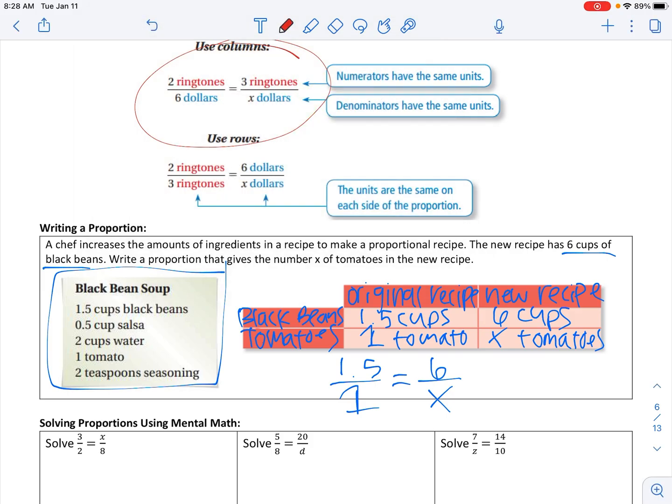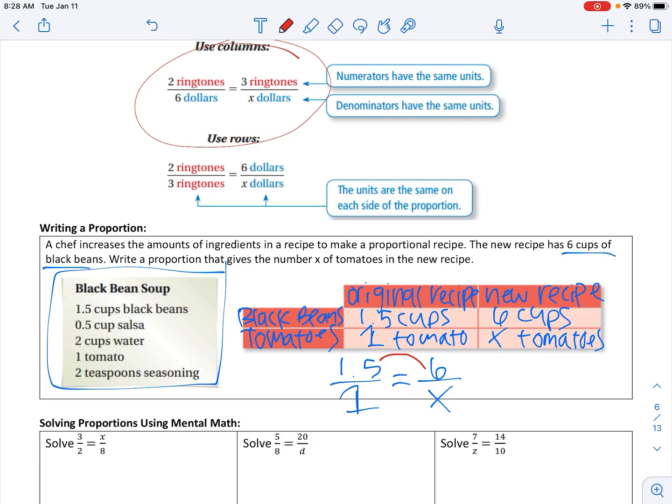Okay, hopefully you can do this in your head. If not, you have a calculator. Okay, but we're finding the relationship between these two. So how do we go from 1.5 to 6? Okay, think about it for a minute.